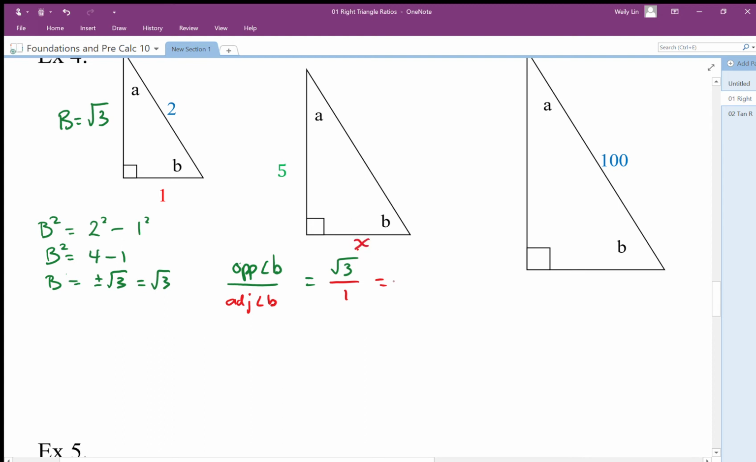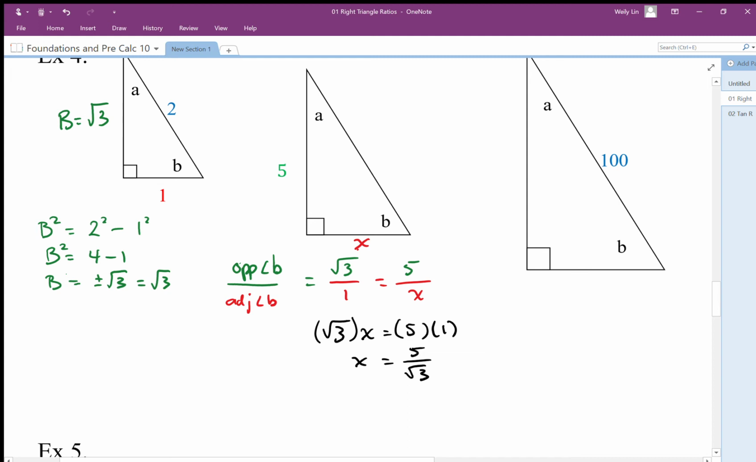I want to find side X, so I need to do the same comparison in this triangle: opposite B to adjacent B. Here adjacent B is X, and the opposite to B is 5. Now I've set up my proportion. I only have one variable, so I'm going to solve for X. Like in the previous examples, I'll just use algebra and cross multiply. Root 3 times X equals 5 times 1. Solving for X, it's 5 divided by square root 3. There's my answer.